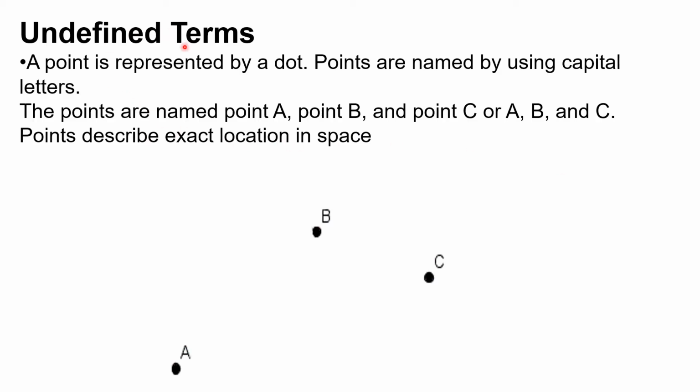Okay, so the first undefined term is a point, which is represented by a dot. Points are named by using capital letters. The points are named point A. So we have here point A, point B, and point C, or A, B, C. Points describe exact location in space. So in naming a point, we are using capital letters.